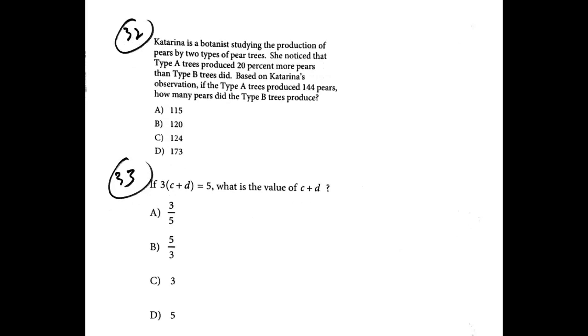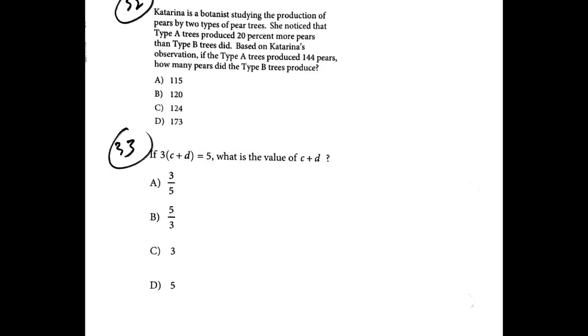33. If 3 times the quantity C plus D equals 5, what is the value of C plus D? A, 3/5. B, 5/3. C, 3. D, 5.